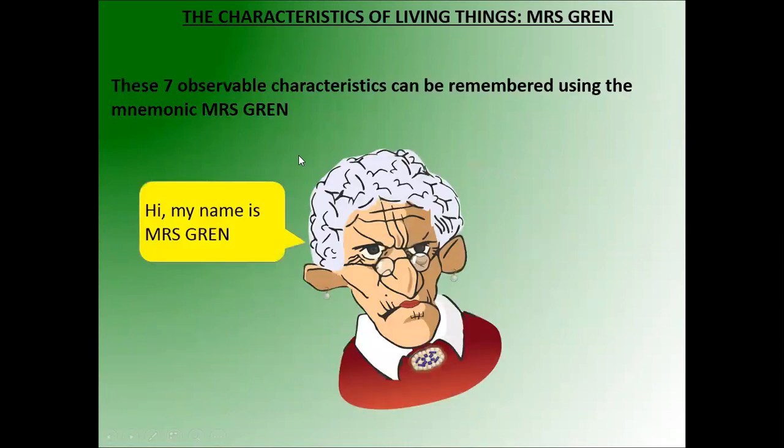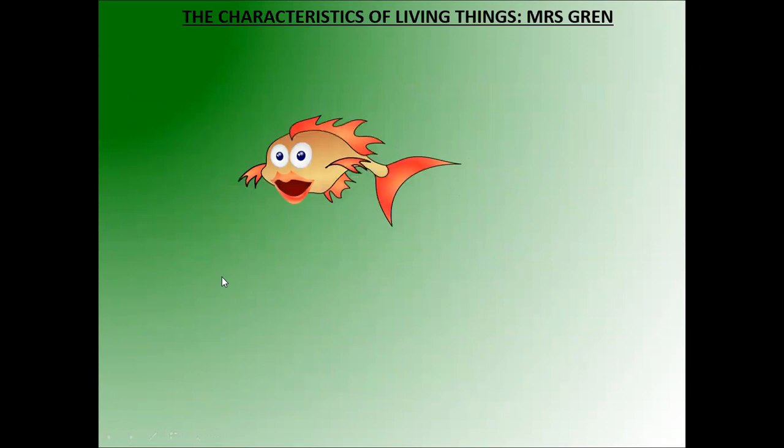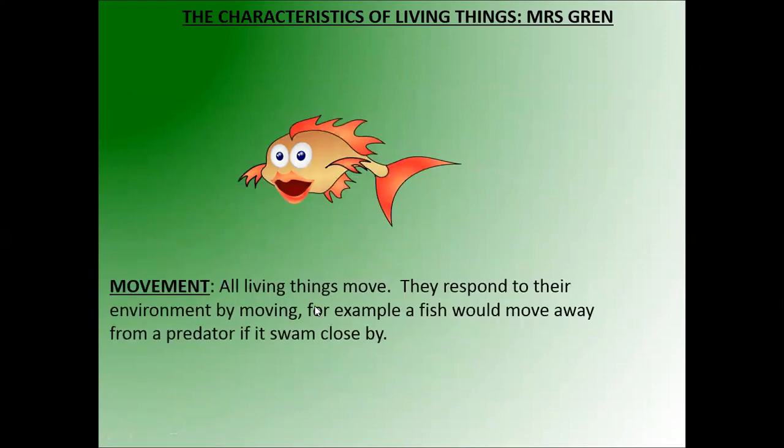This is Ms. Green. We have a mnemonic, or a way to remember the seven characteristics of living things. Amongst them is movement, respiration or respire, sense, growth, reproduction, excretion, nutrition. So this together forms what we know as Ms. Green. Ms. Green is a representation for the seven characteristics of living things.